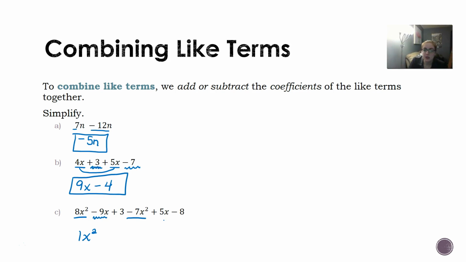Now let's look at the next term, negative 9x. Well, who am I going to combine that with? Can't combine it with our constant. Those are not like terms. Can't combine it with our x squared. We don't have the same variable. Not going to work. So it looks like I can only combine it with my other x term, which is plus 5x. So negative 9 plus 5 is going to give you negative 4x. And then last but not least, we have our constants, which we need to add together. We have a positive 3 and a negative 8. Positive 3 minus 8 is going to get you negative 5.